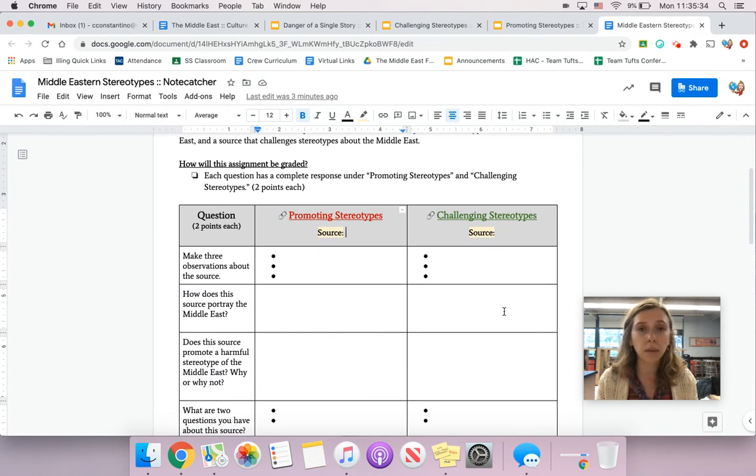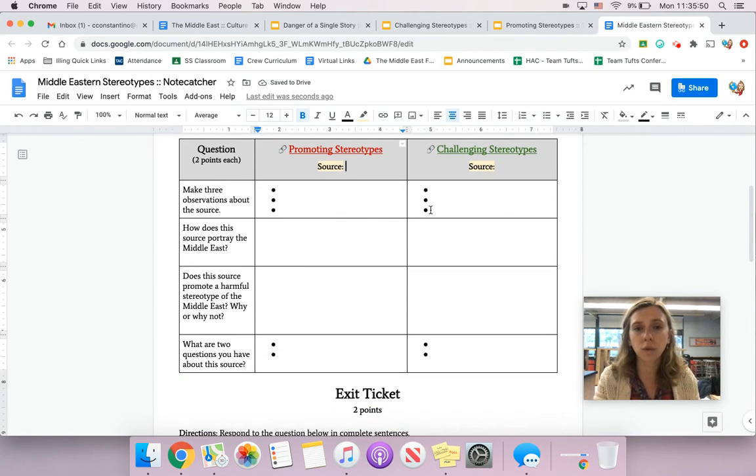You're definitely going to want to make sure you tell your social studies teacher what sources you've selected. So for example, if you chose the sources from Aladdin, you would put Aladdin here, or it's also called source A. Just make sure you're identifying it in some sort of way. And then you want to answer each of these questions for each source.